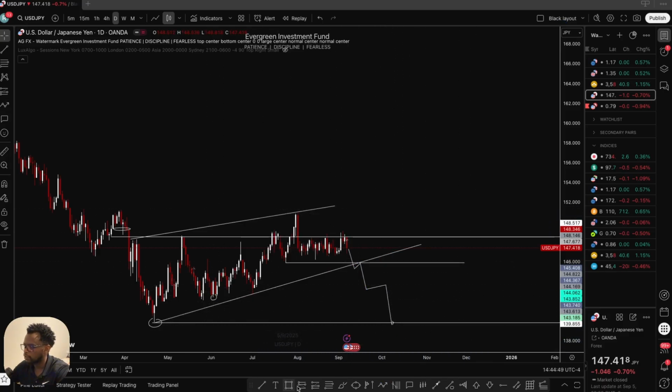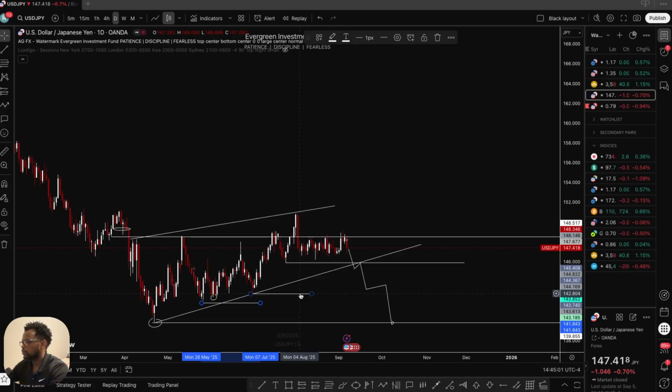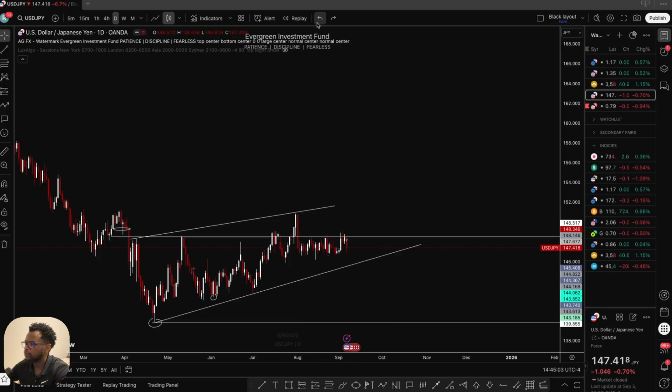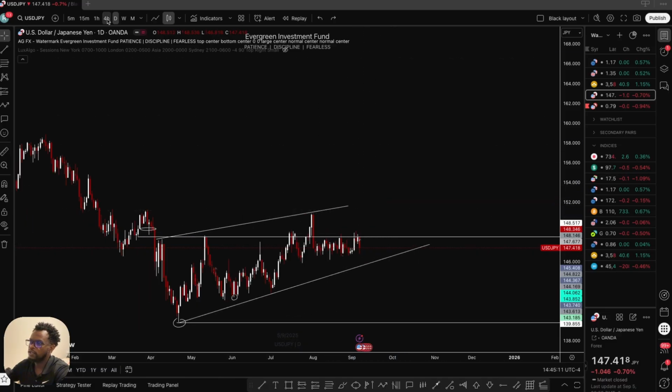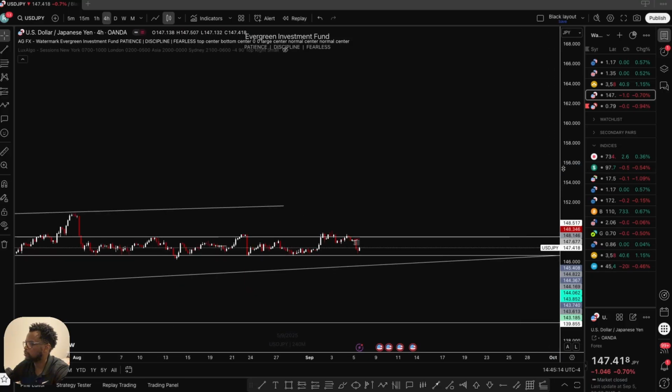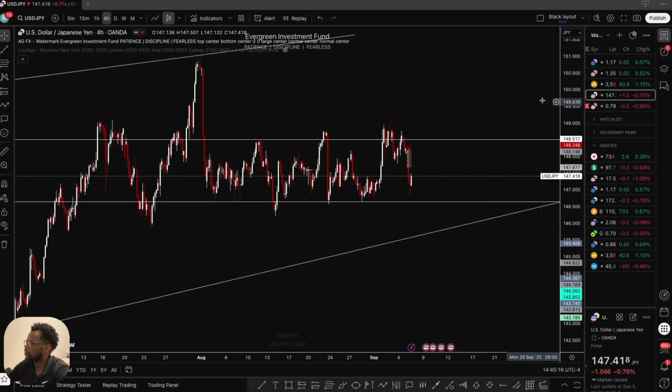So if you look here, we've got liquidity over these areas. So there's a lot of places that price can target once we break out of the structure. This daily structure, this is what I'm looking at. As soon as we can break out of this, then this pair becomes tradable again. And if I go on the 4 hour, I'll show you exactly what I'm talking about.